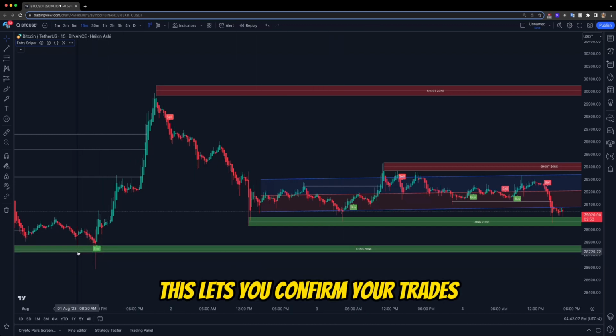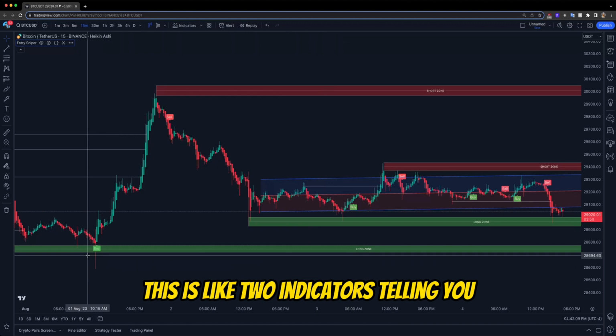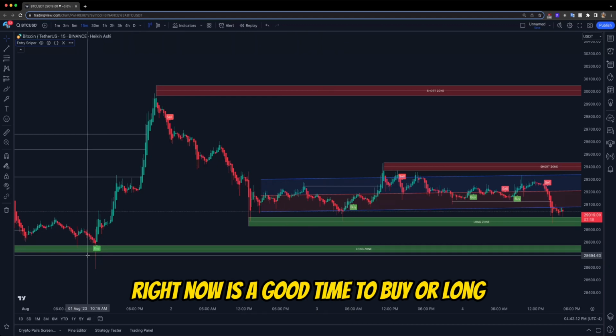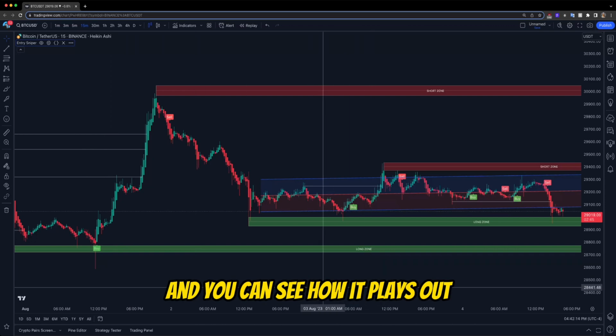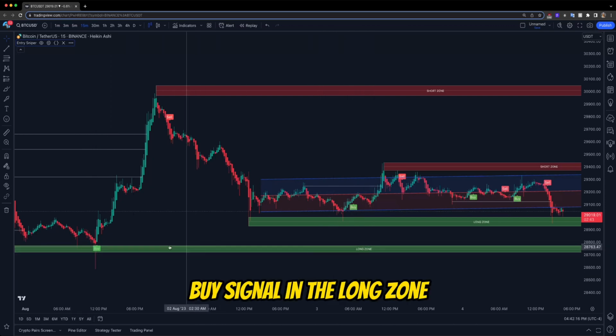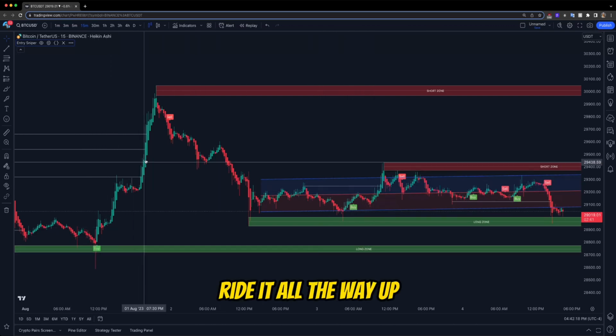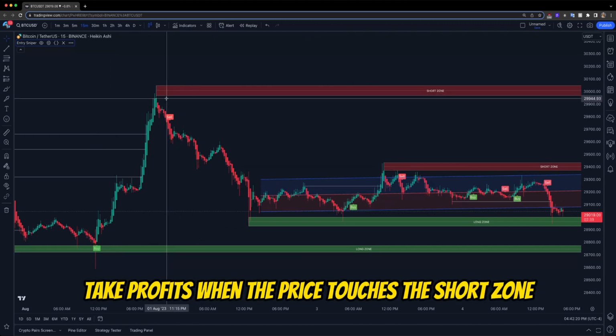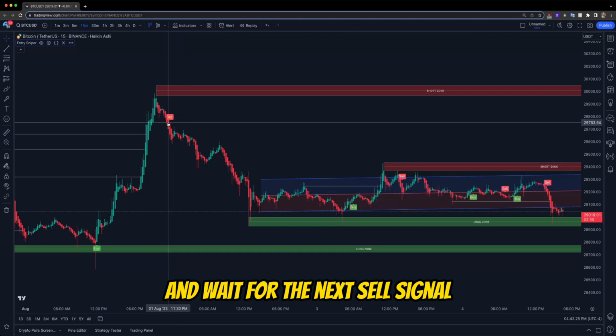This lets you confirm your trades. This is like two indicators telling you right now is a good time to buy or long. And you can see how it plays out. Buy signal in the long zone, ride it all the way up, take profits when the price touches the short zone, and wait for the next sell signal.